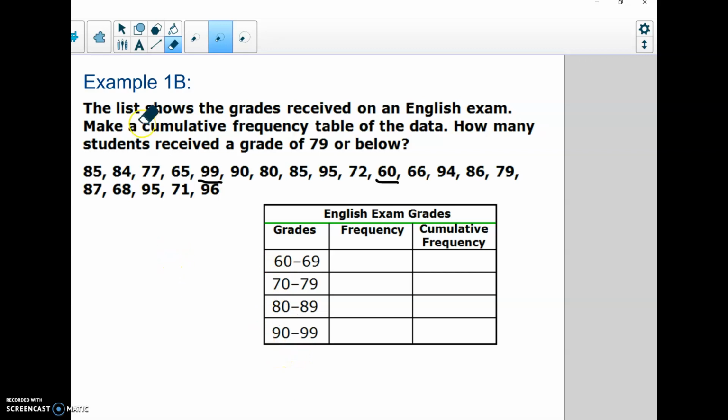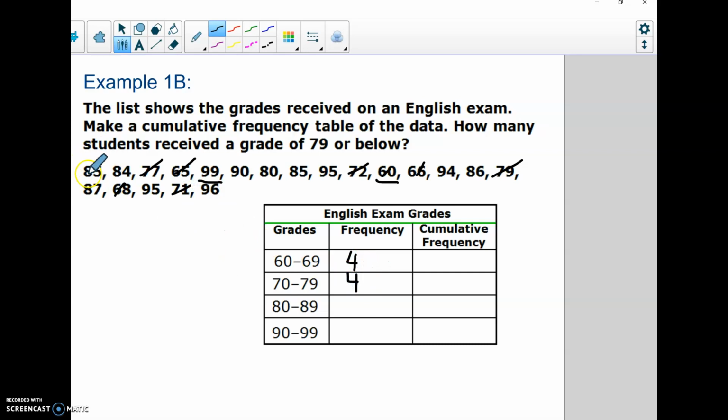Okay, so what I do then is I just count. Frequency means how many. So how many numbers are between 60 and 69? I'm just scanning through. There's 1, 2, 3, 4 numbers that are between 60 and 69, so I put 4 there. Then I count how many are between 70 and 79. There's 1, 2, 3, 4. So that's 4 that are between 70 and 79.